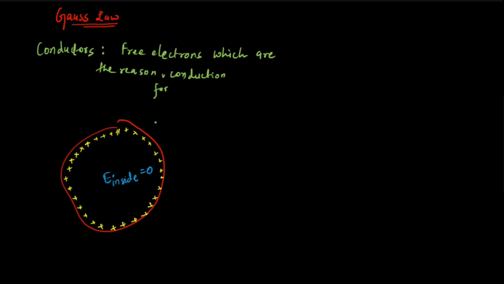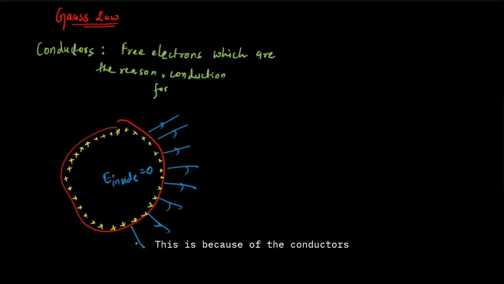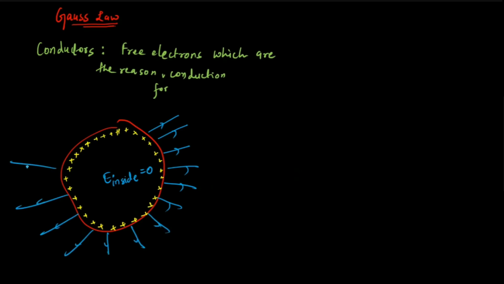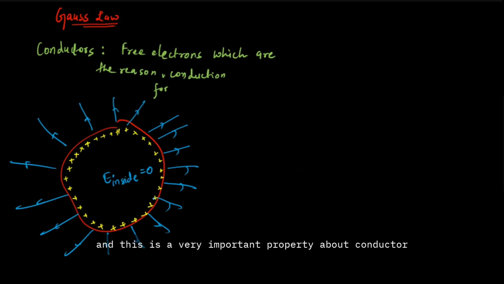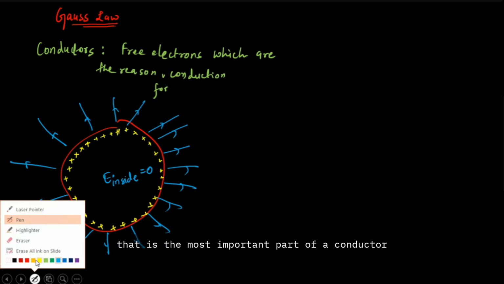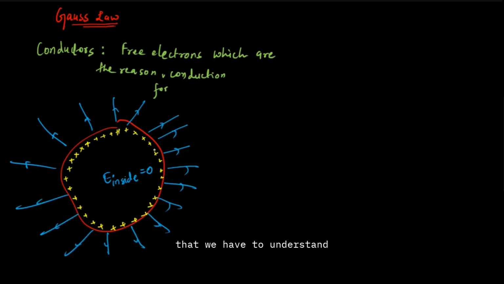Whereas for the conductor, the electric field outside will be a straight line coming out of it. This is because of the charges which are spread across the surface of the conductor. Here we got to know a very important property about a conductor: a conductor doesn't store any of its charge inside. The charge always lies on the surface. That is the most important part about a conductor that we have to understand.